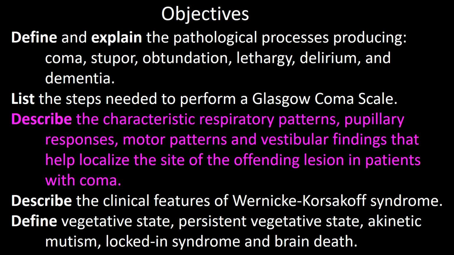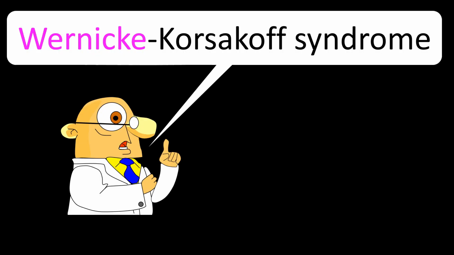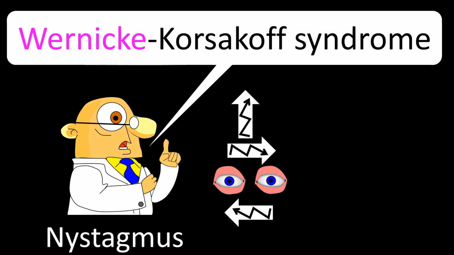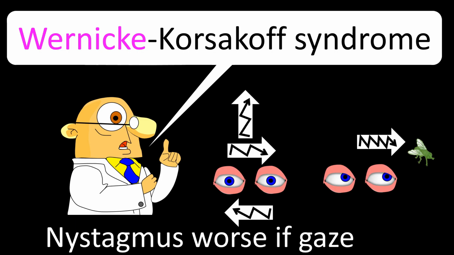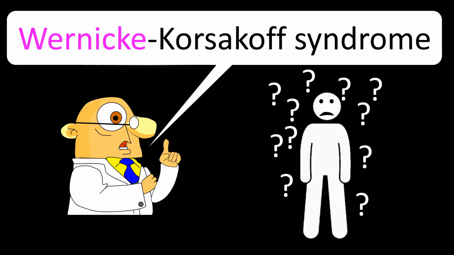Having finished with the third objective, we will start the fourth objective. Describe the clinical features of Wernicke-Korsakoff syndrome. Wernicke-Korsakoff syndrome is really two syndromes, one acute and reversible, Wernicke syndrome. This syndrome is characterized by nystagmus that gets worse in the direction of the gaze, lateral gaze palsy, ataxia, and confusion.